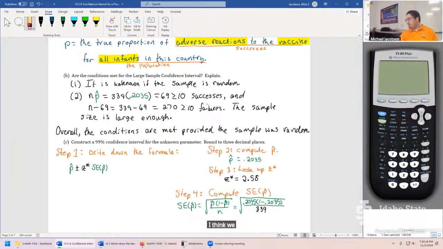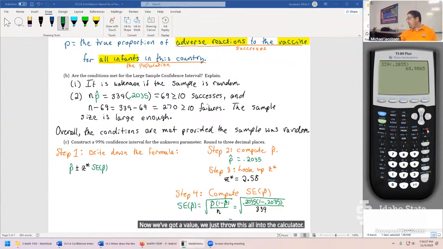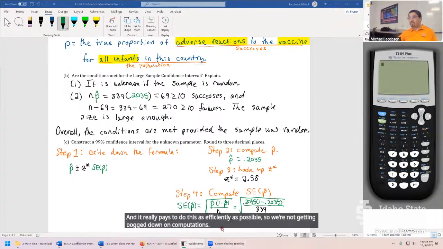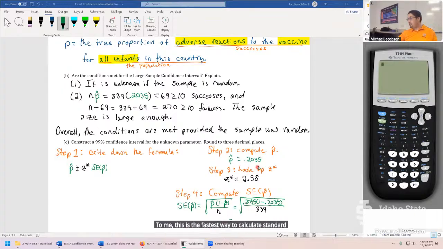I think we usually kept that in black, so let's keep that pattern. Now we've got a value. We just throw this all into the calculator. And it really pays to do this as efficiently as possible, so we're not getting bogged down on computations. To me, this is the fastest way to calculate standard error in the calculator. Put in 0.2035 first, and just hit enter. That seems kind of weird, but the reason you want to do that is it's now stored in the calculator. Now call the square root, second, right here where the power 2 button is, then hit up arrow to import that number, parenthesis, up arrow again.